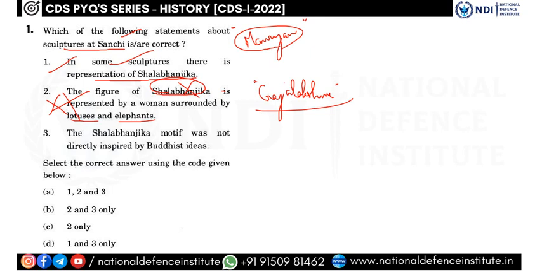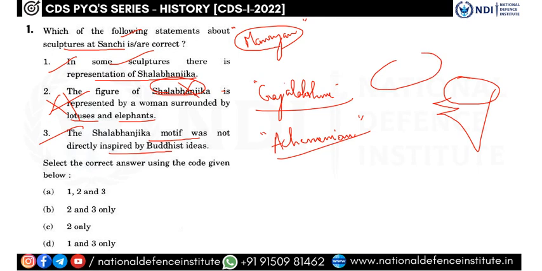The third one is, the Shalabanjiga motif was not directly inspired by Buddhist ideas. Exactly. In Buddhism there is no mention of this kind of female goddesses. Only later did the tantras and the yaksha or yakshini traditions start to happen. So the Shalabanjiga motif is not directly inspired by Buddhism, it is inspired from the Achaemenian Empire, which at the time was to the northwest of India. While the Mauryans were ruling India here, the Achaemenians were ruling somewhere here. It is an influence from the west and not influenced by Buddhist ideals. So the third statement is right.